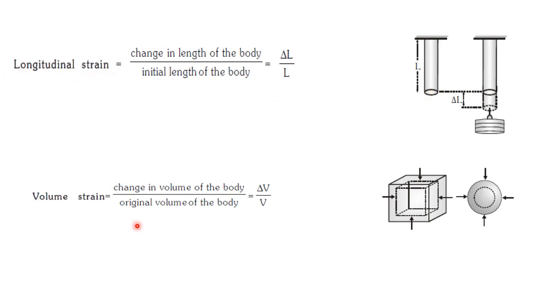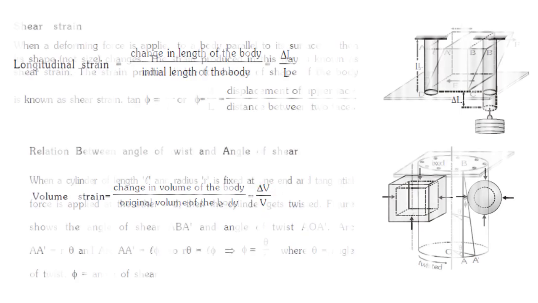What is volume strain? Suppose you apply force such that the volume either increases or decreases. From the original volume, the change, either increase or decrease, is denoted as delta V, and the original volume is V. Their ratio is called the volume strain.